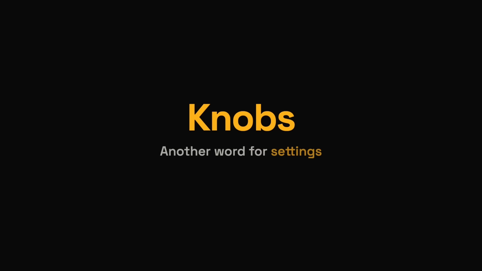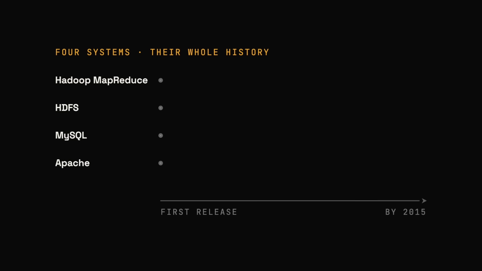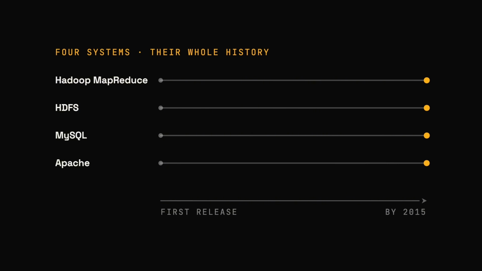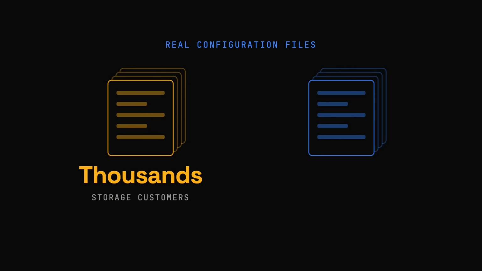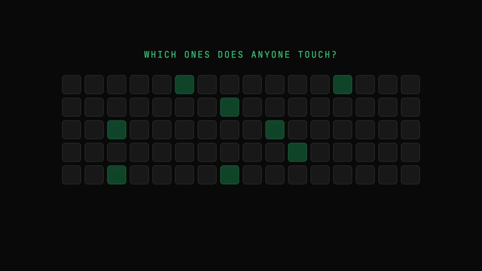It's a perfect title for our case here. What they tracked was the configuration parameters across 4 major systems over their whole history. And they also collected the actual configuration files of thousands of customers of a commercial storage system, plus hundreds of Apache and MySQL users. Their aim was to see which parameters anyone ever touches. Let's go through the findings quickly.